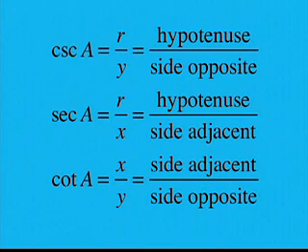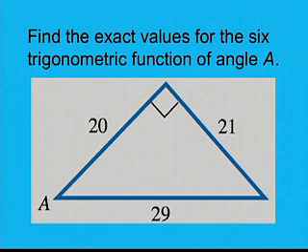For our three reciprocal functions, cosecant of A is equal to the hypotenuse over the side opposite. The secant of A is equal to the hypotenuse over the side adjacent, and the cotangent of A is equal to the side adjacent over the side opposite. Let's use our newfound definitions to find the trig functions for the values in this following example. Find the exact values for the 6 trig functions of angle A.